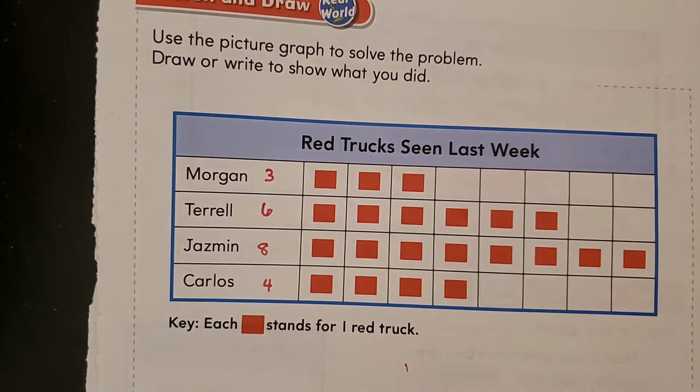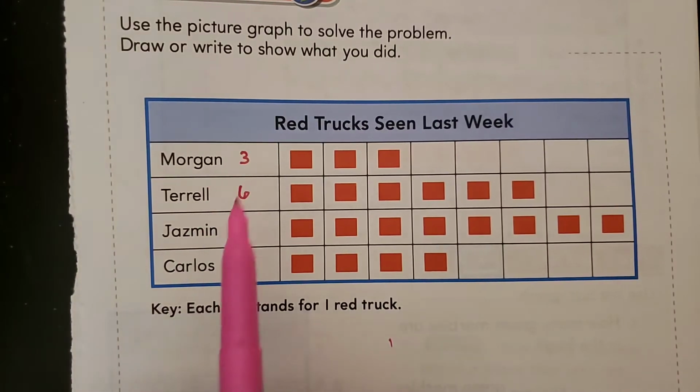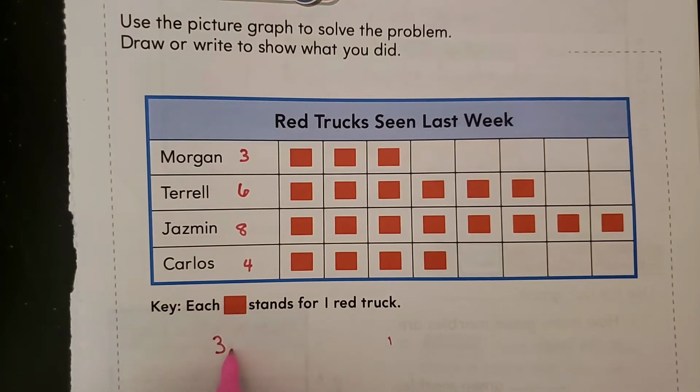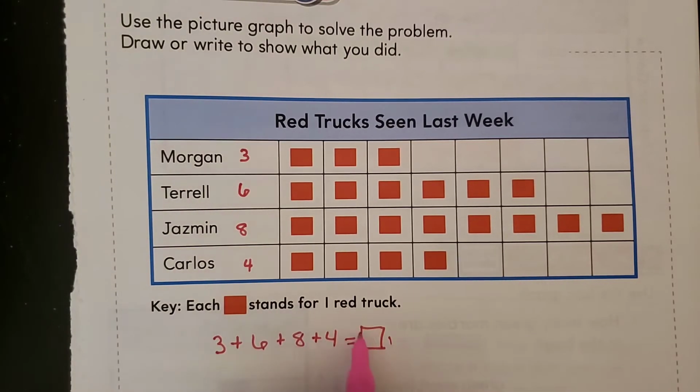Morgan made a picture graph to show the number of red trucks that she and her friends saw last week. How many red trucks did the 4 children see last week? So I'm asking you, how many red trucks did all 4 of the children see last week? So that means we have to figure out the number for all together. So if we look at this, we already wrote down how many they saw individually. We just have to add them up. So I have 3 plus 6 plus 8 plus 4. And we're trying to figure out how many total that they saw.